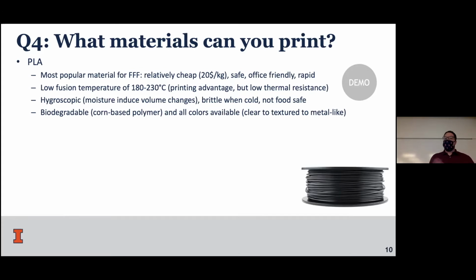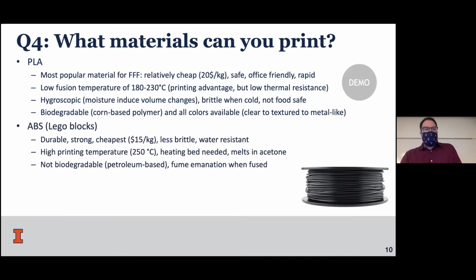Moisture is going to affect your part. It's going to induce some volume change, which could be shrinkage, could be cracking like concrete. It is brittle when it's cold. It's not food safe. It is, however, biodegradable. It's corn-based, and many colors are available too: clear, metal-like colors, glow in the dark. So that's all for PLA materials. If you type PLA plastic on Amazon, we're going to have thousands and thousands of results.